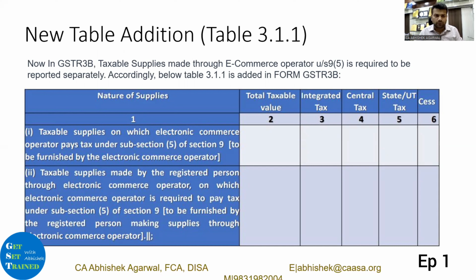In table 3.1.1, clause 1 is to be filled by a person who is himself an e-commerce operator. And 3.1.1 clause 2 is to be filled by a person who is selling through an e-commerce operator. Say, for example, I am a person who is selling burgers through Zomato. If Zomato is filling the returns, it will report the figures in clause 1. And if I, Abhishek Agarwal, selling burgers, need to upload the return, then I will fill clause 2, right? So these were the changes with respect to the outward liabilities.